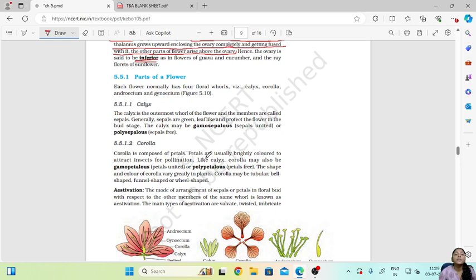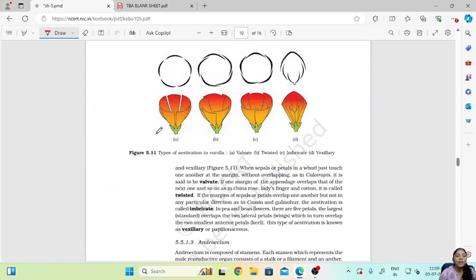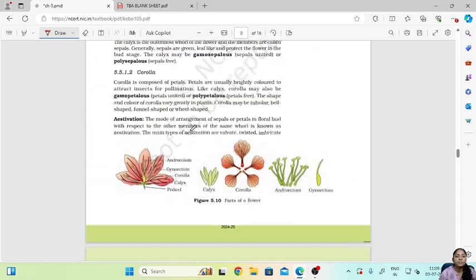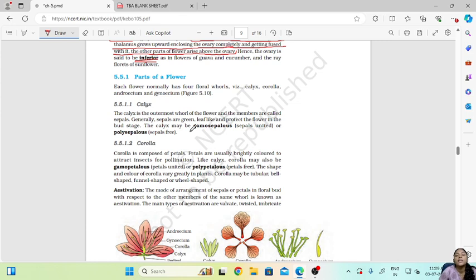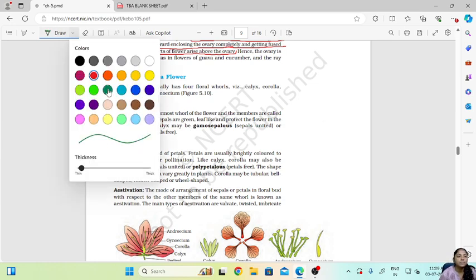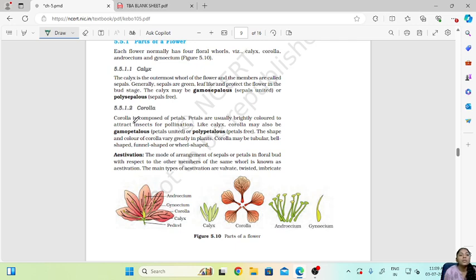Then let us see the different parts of a flower. We already know that the various parts of flowers are calyx, corolla, androecium and gynoecium. The first one that we have is the calyx. The calyx is the outermost whorl of the flower and the members are called the sepals. They are generally green in color. So these are the calyx.